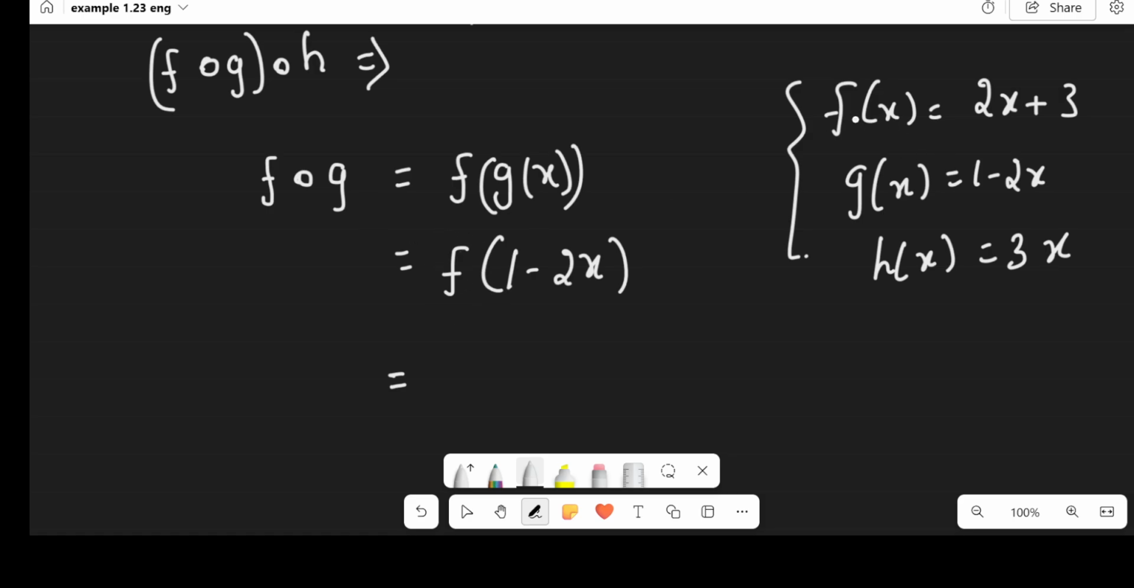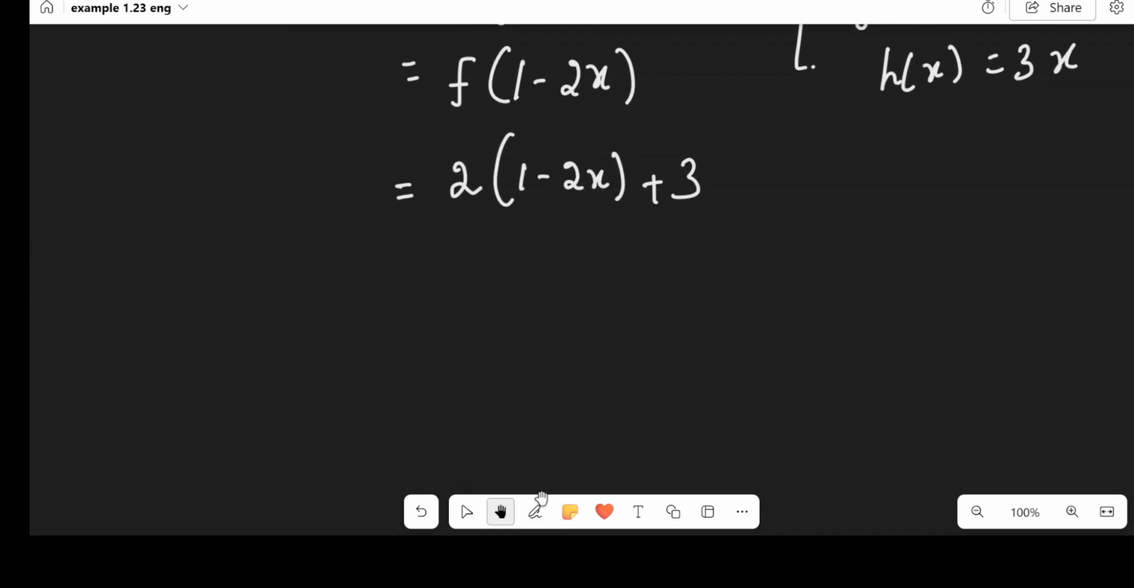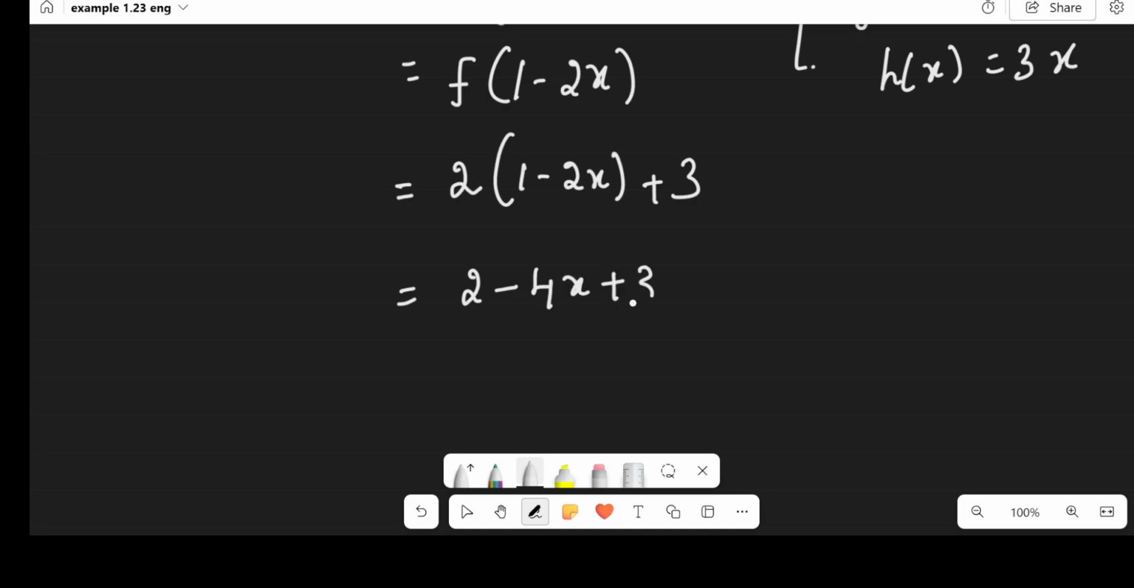What is the f of x formula? 2x plus 3. 2 into x value, which is 1 minus 2x, plus 3. So after simplification, what would be the next step? 2 into 1 minus 2x: 2 into 1 is 2, 2 minus 2 into 2, 4x, plus 3. The answer is 2 plus 3, 5. 5 minus 4x. That is the answer of f of g, right?